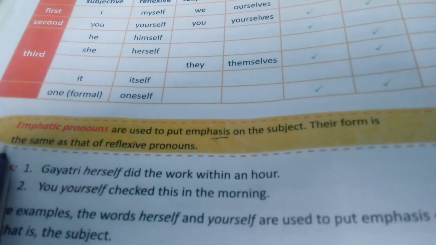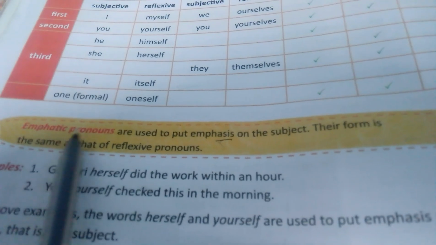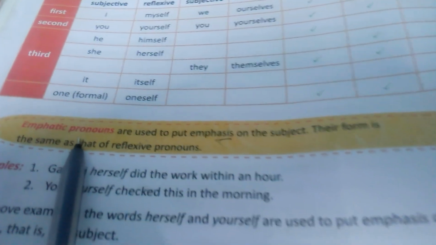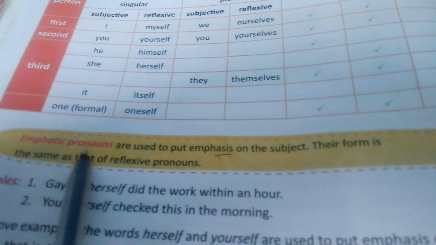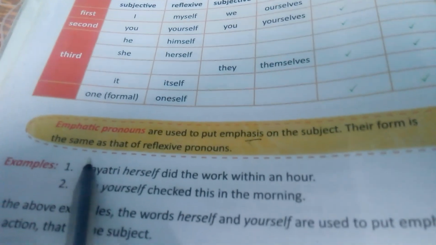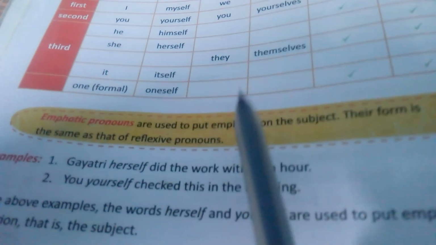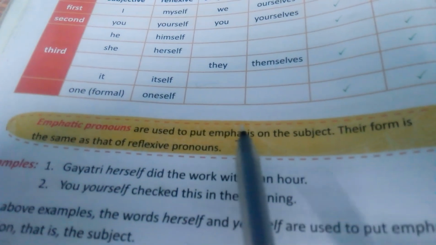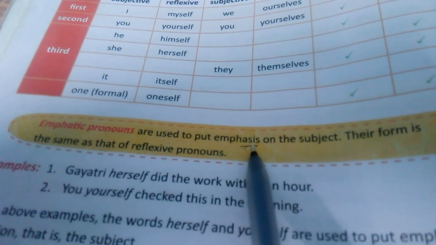Next coming up we have got emphatic pronoun. Emphatic pronouns and reflexive pronoun both contain self in it, but there is a difference. Emphatic pronouns are used to put emphasis on the subject. Their form is the same as that of the reflexive pronoun. The only difference is that it puts a stress, it puts an emphasis on the subject.